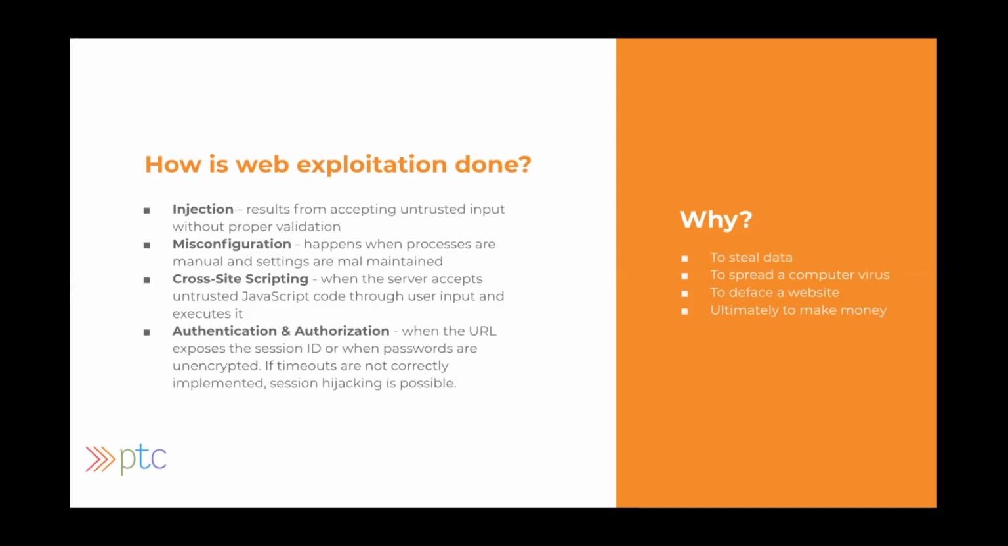A misconfiguration attack happens when processes are manual and settings are poorly maintained, things like having a default administrative access code. Like if their username was set to admin and password was 1234, the admin probably uses that to test whatever this website is. But if the hacker knows that, then they can just type that in and get full access.